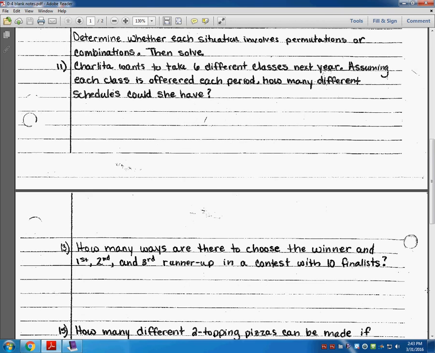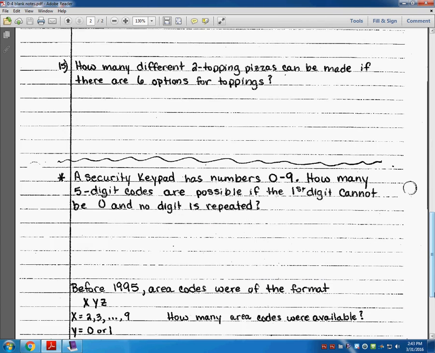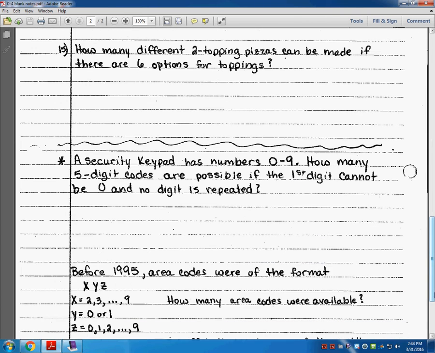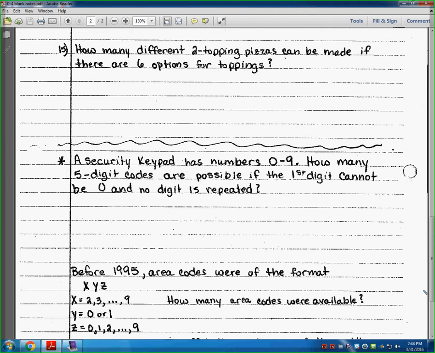So now let's go to the bottom. How many different 2-topping pizzas can be made if there are 6 options for toppings? So again, you have to think first, does order matter or not? Okay? Obviously, technically, order doesn't matter. It's a pizza. As long as it has all the toppings, you don't really care what order they put them in. So this is combination.